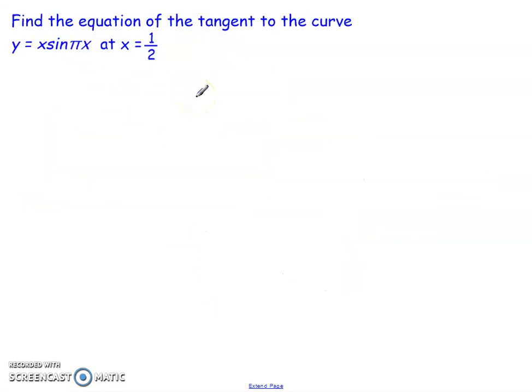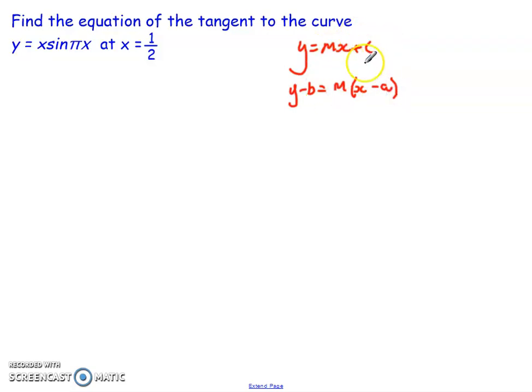Final question was find the equation of the tangent to the curve y equals x sine pi x at the point x equals a half. Now, equation of the tangent, so that would be the equation of the straight line at the curve. Remember, we want y equals mx plus c as our general form, or y minus b equals m bracket x minus a. We need that or that to get the equation.